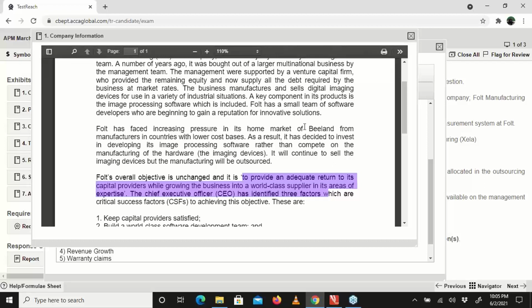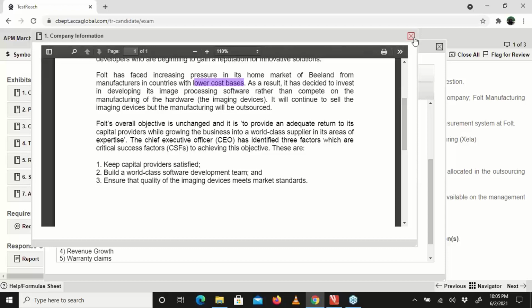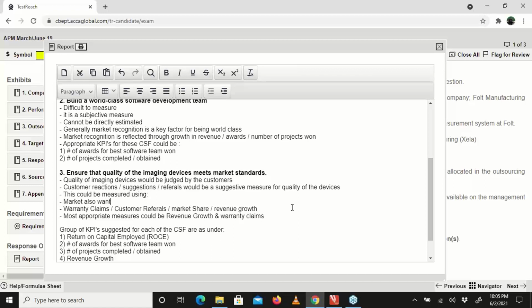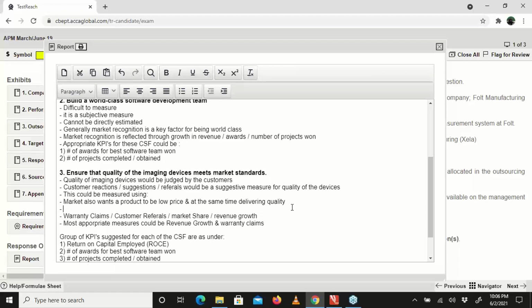FOLD has faced increasing pressure in its home market of Beeland from manufacturers in countries with lower cost bases. As a result, it has decided to invest in developing its image. One more thing which could happen is that the market standards are basically low cost also. The market also wants a product to be low priced and at the same time deliver quality. This product price could be reflected through the cost, or you could say the gross profit margin will reflect the product cost.